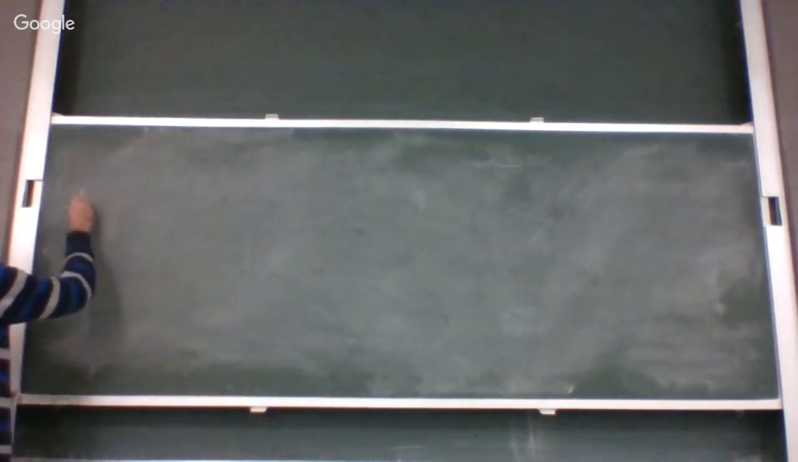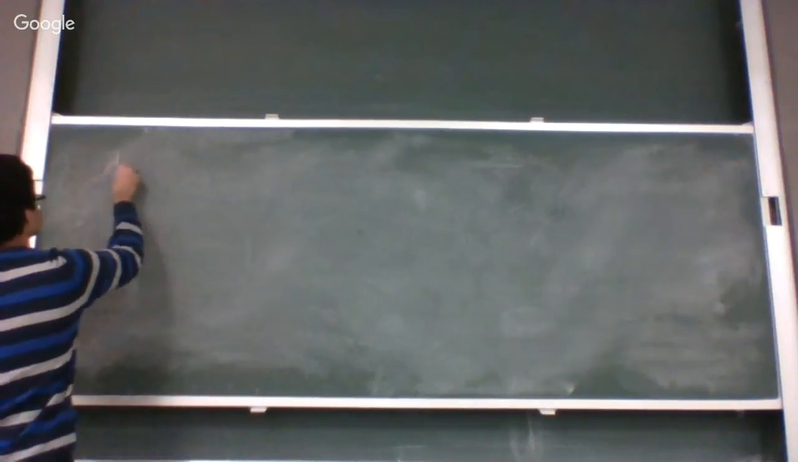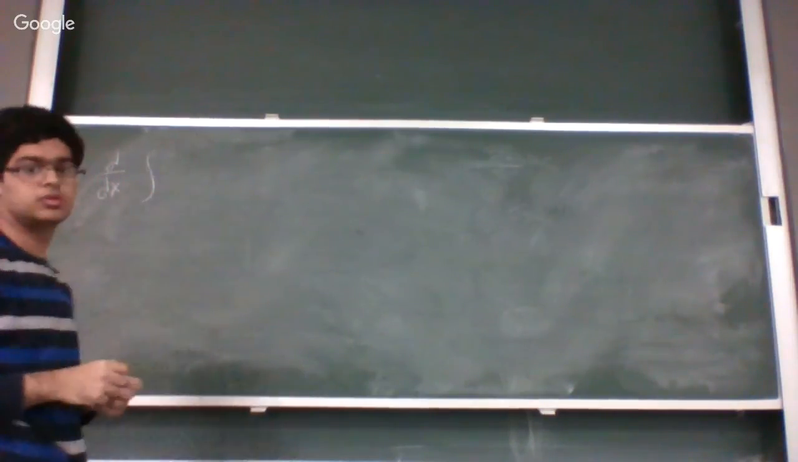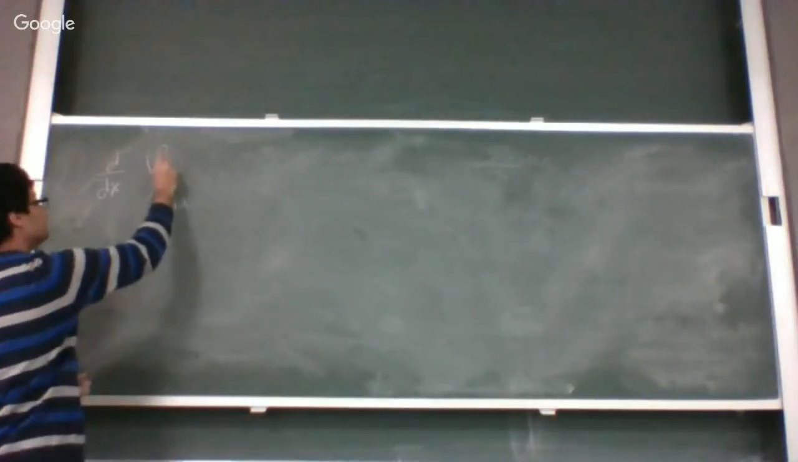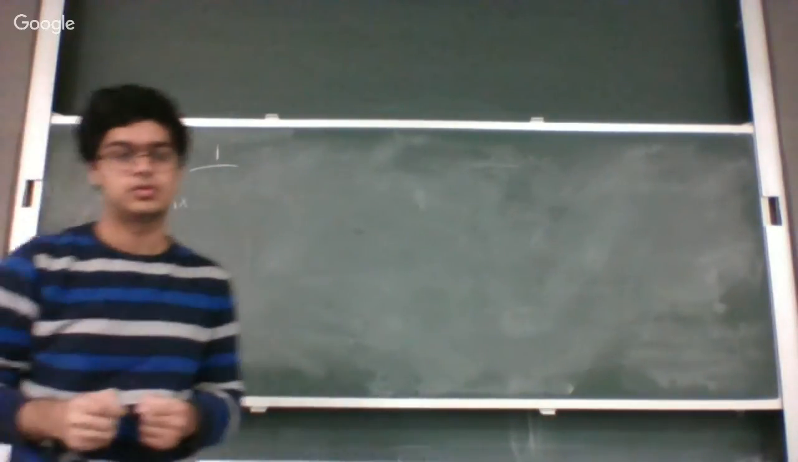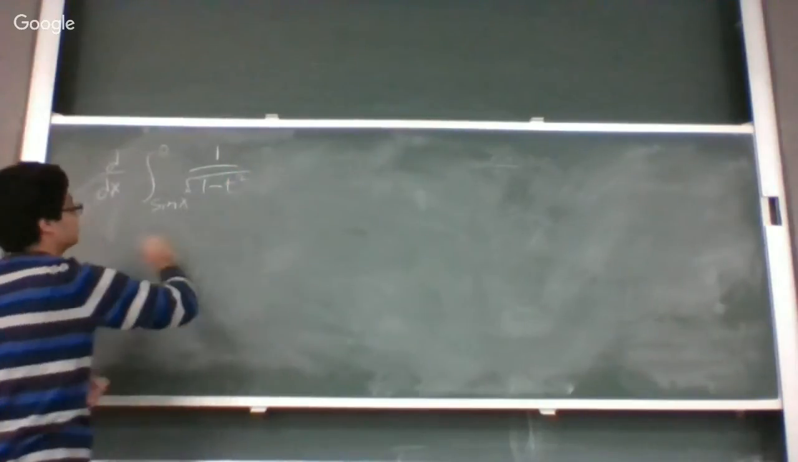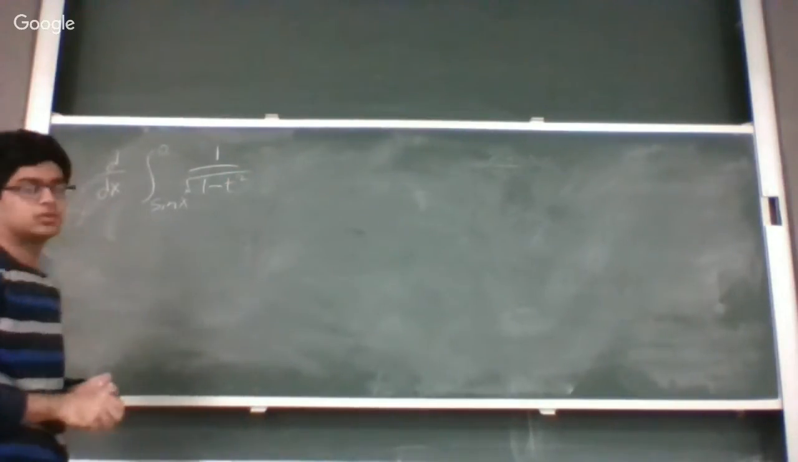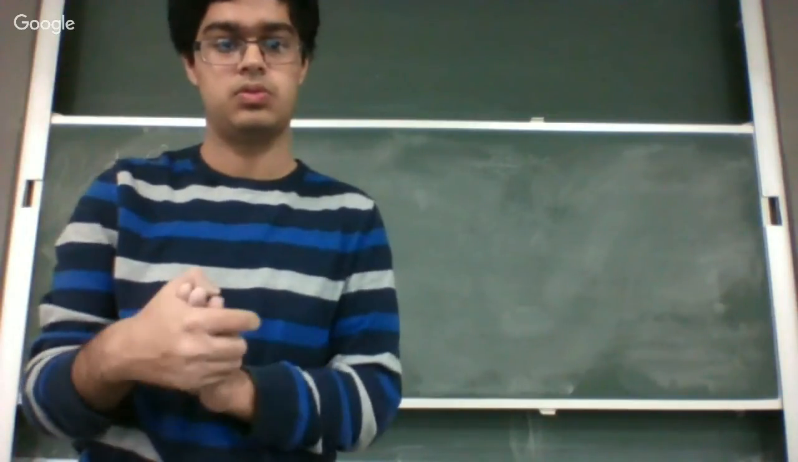Okay. Say we have, not area, but find d/dx of the integral from sine of x to 0 of 1 over the square root of 1 minus t squared dt. I think that works the best.